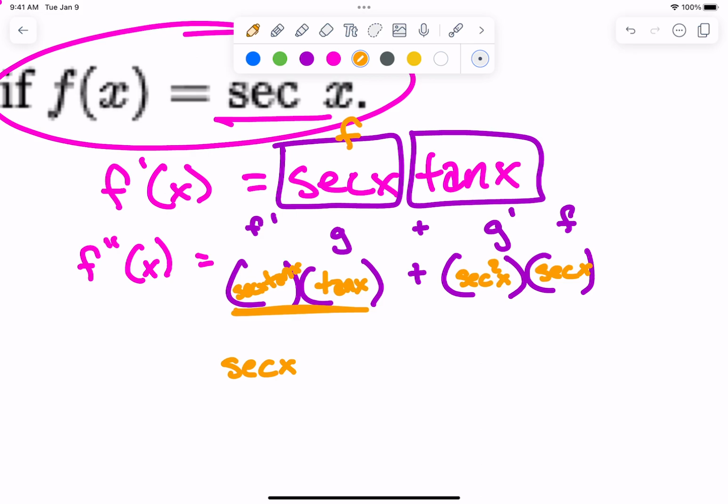What's your pause? Oh, for Reese? What is Reese paused on? Can I help you? G prime. She's writing them out. Okay. G prime. Secant squared x.